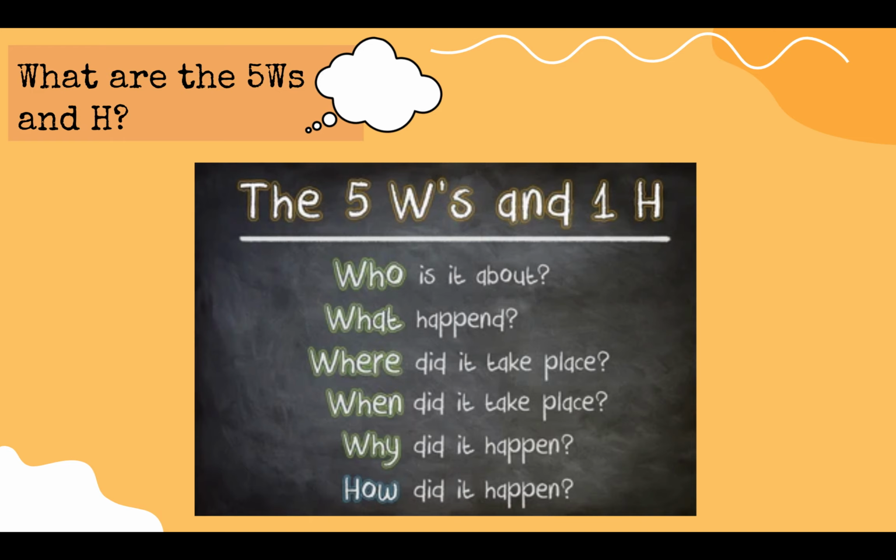This is an anchor chart to help you remember what the 5 W's and 1 H stands for. When you read, you need to ask yourself, who is this about? What happened or what is happening? Where did it take place? When did it take place? And when we look at when, we're looking at dates, time, weather. Why did it happen, and how did it happen?